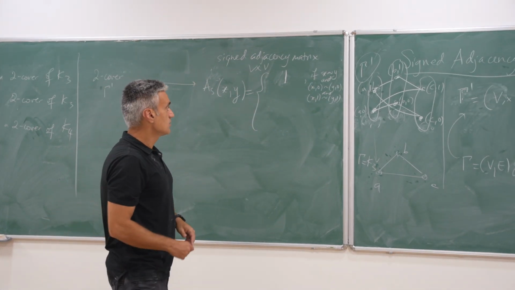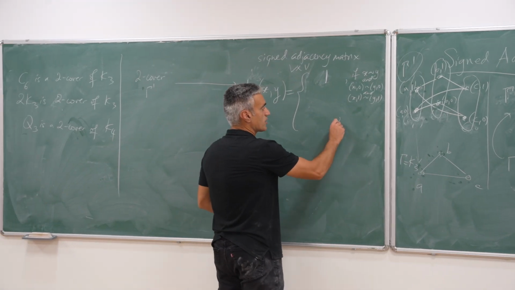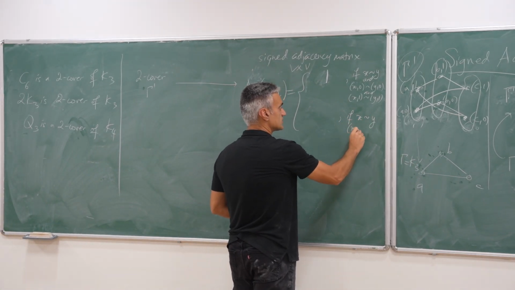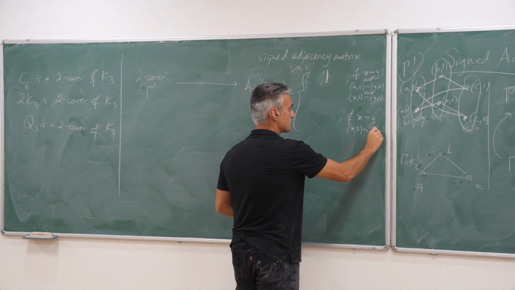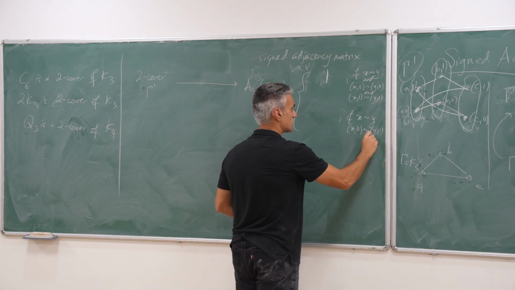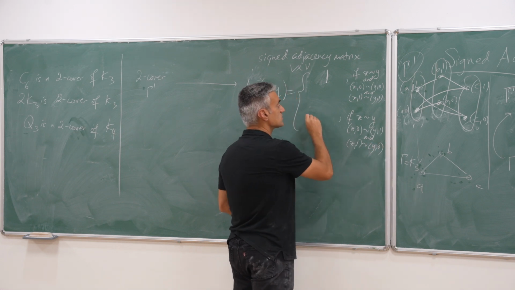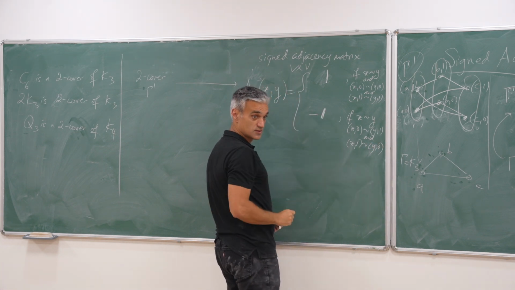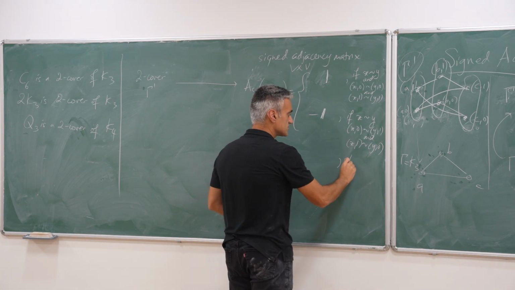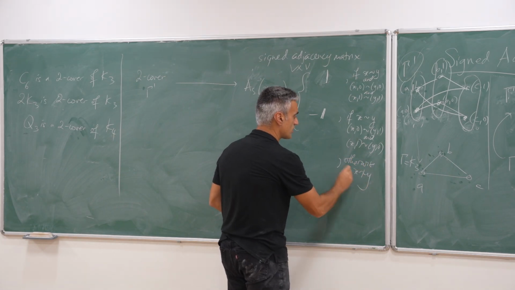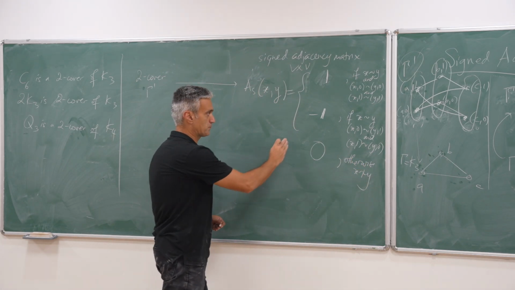Okay? And you can imagine what happens if X is adjacent to Y and X0 is adjacent to Y1, and X1 is adjacent to Y0. Then I put a -1. And then otherwise, if X is not adjacent to Y, there's no reason to put anything.